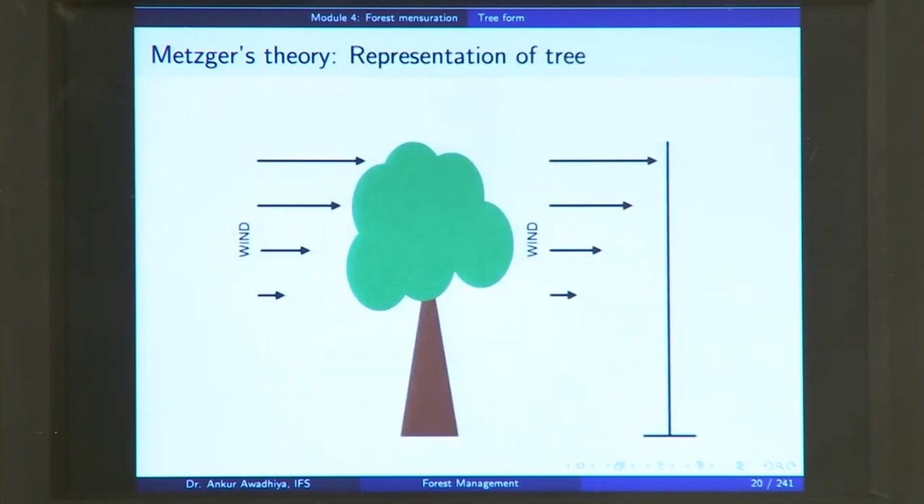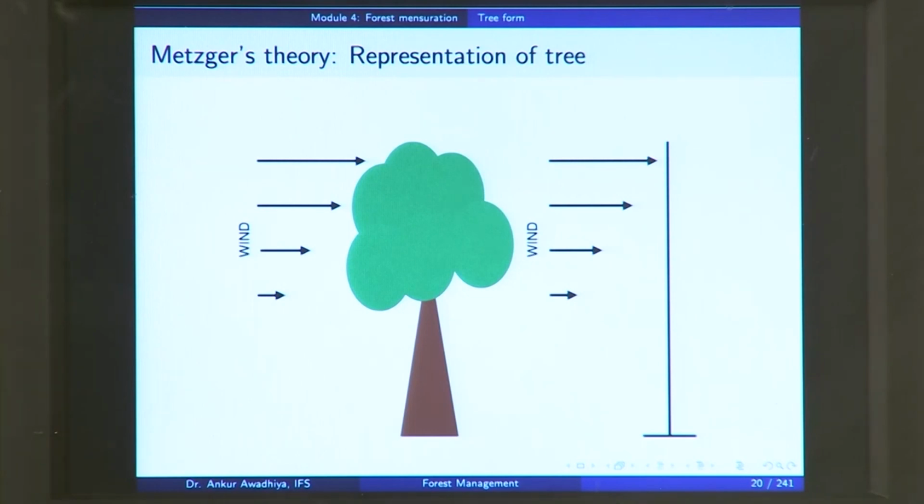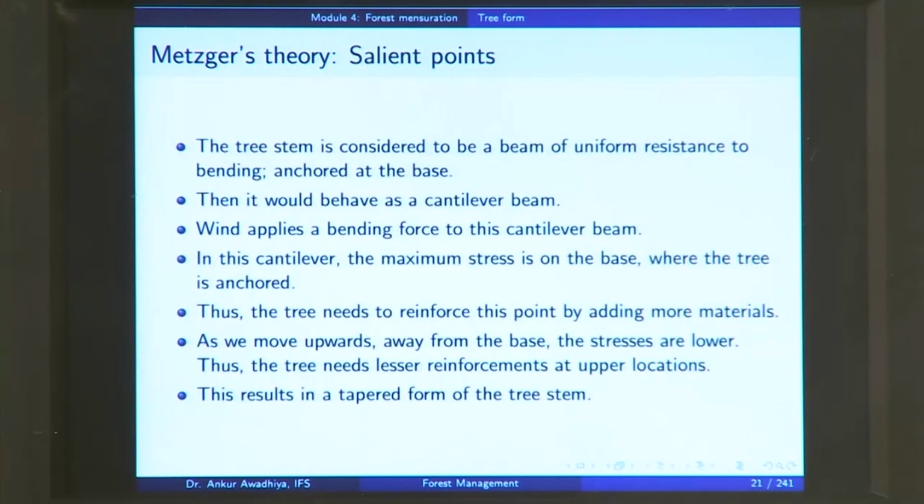So, as we move up, the stresses are lowered, and the amount of material deposited at any place is proportional to the amount of stress at that particular place. If there are lesser stresses, then a lesser amount of material is deposited, and this results in a tapered form of the tree stem.